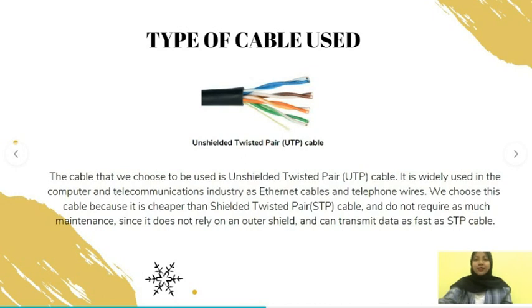The cable that we choose to be used is unshielded twisted pair UTP cable. It is widely used in the computer and telecommunication industry as Ethernet cables and telephone wires. We choose this cable because it is cheaper than shielded twisted pair STP cable and does not require as much maintenance since it does not rely on an outer shield and can transmit data as fast as STP cable.